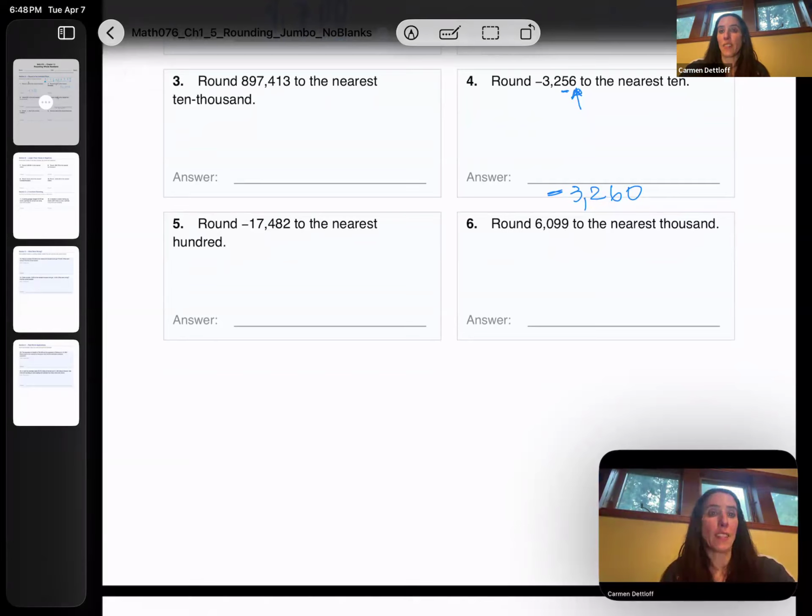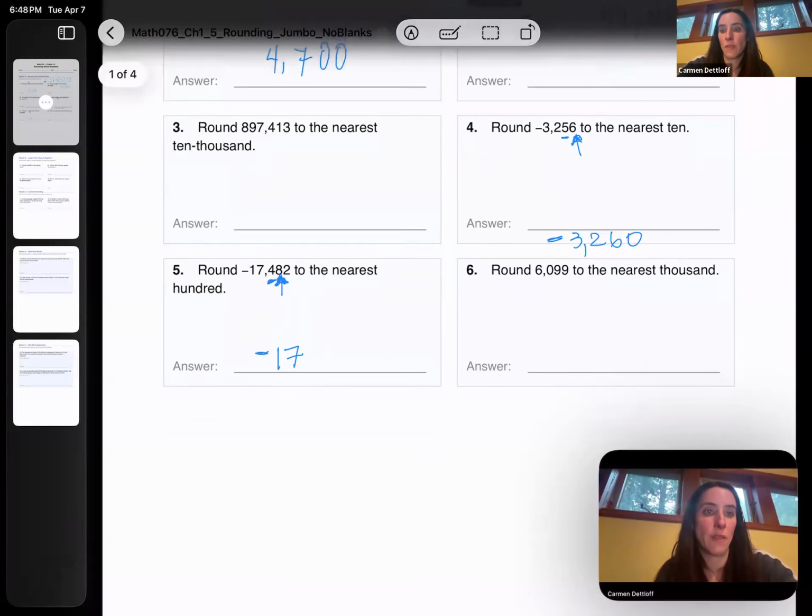Okay, let's do number 5 together, and then I'll leave 6 for you to try on your own. Round negative 17,482 to the nearest 100. So 4 is my 100, and I'm going to look at the digit before that, 8. And I'm going to ask myself, am I rounding that up or down? 8 is in the upper half of the number line, so I'm going to round that up. So my answer is still negative. And I've got my 17 stays the same, 17,000.